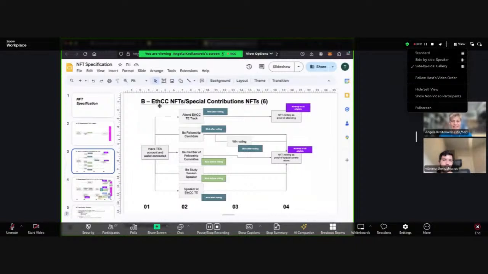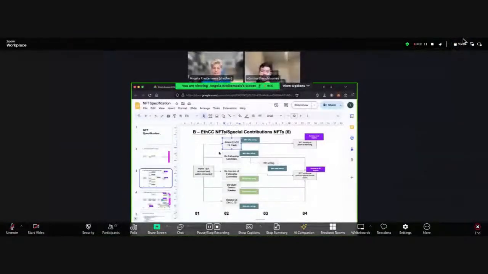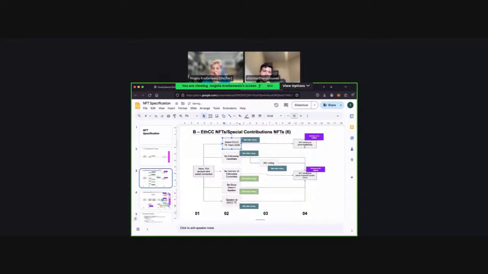Type B requisite is having a TE Academy account and a wallet connected. And in addition to that, there were certain other contributions to the ecosystem. For example, people who attended the EFCC track day in 2023 or in 2024 will receive an NFT.